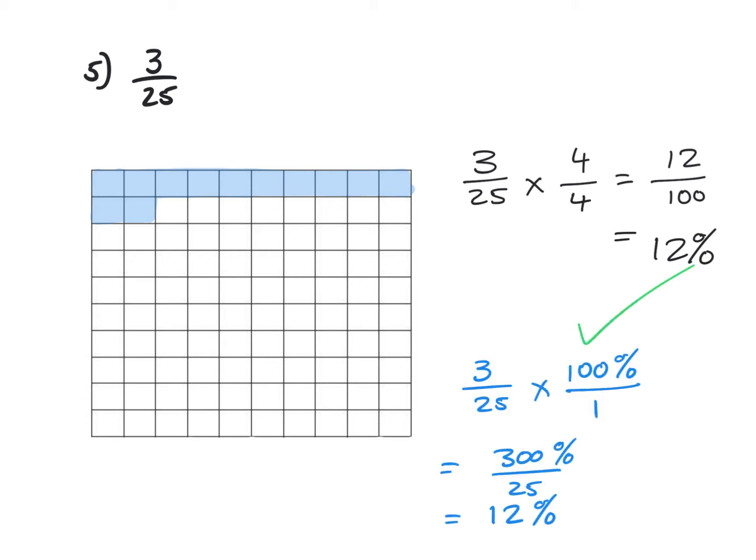And of course, the other way to do it, the fraction multiplied by 100% over 1. 3 times 100% is 300%, and 25 multiplied by 1 is 25. We simplify this fraction over here. How many times does 25 go into 300? Well, it goes in 12 times, and not forgetting our percentage sign. Alright, so if you got those, well done.